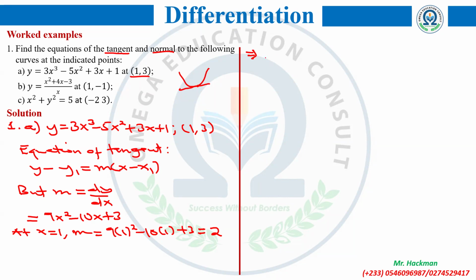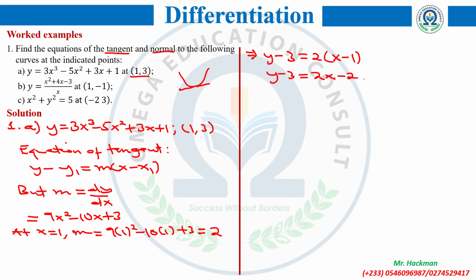So this implies that y minus y1. What is your y1? Y1 is the y coordinate of the point. So that will be 3. Is that clear? Okay, it's equal to, so now we've gone back to the coordinate geometry 1. After using differentiation to find your gradient, back to coordinate geometry 1 to find the equation. It's equal to your m. What is m? We found out that is 2. Okay, 2 into x minus x1. x1 is what? 1. Very good.